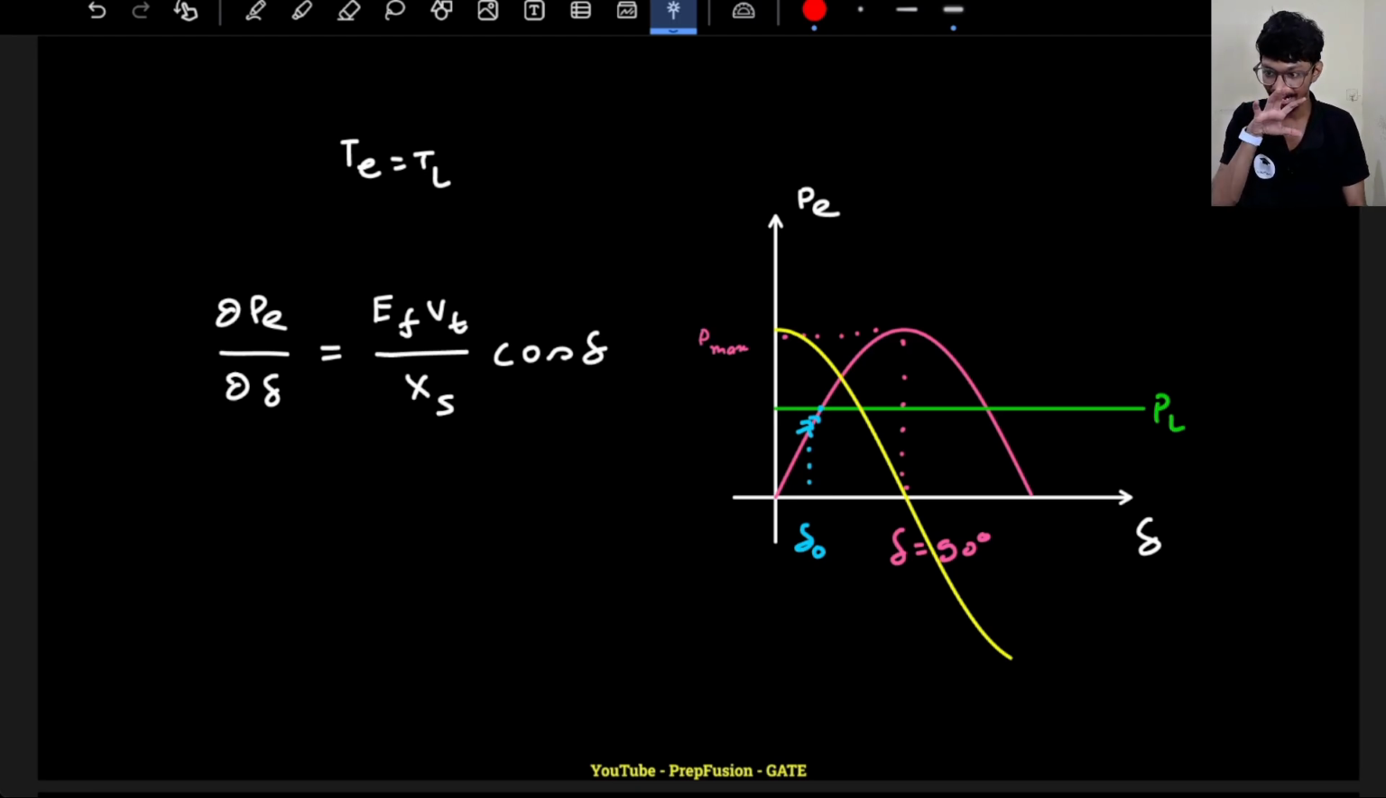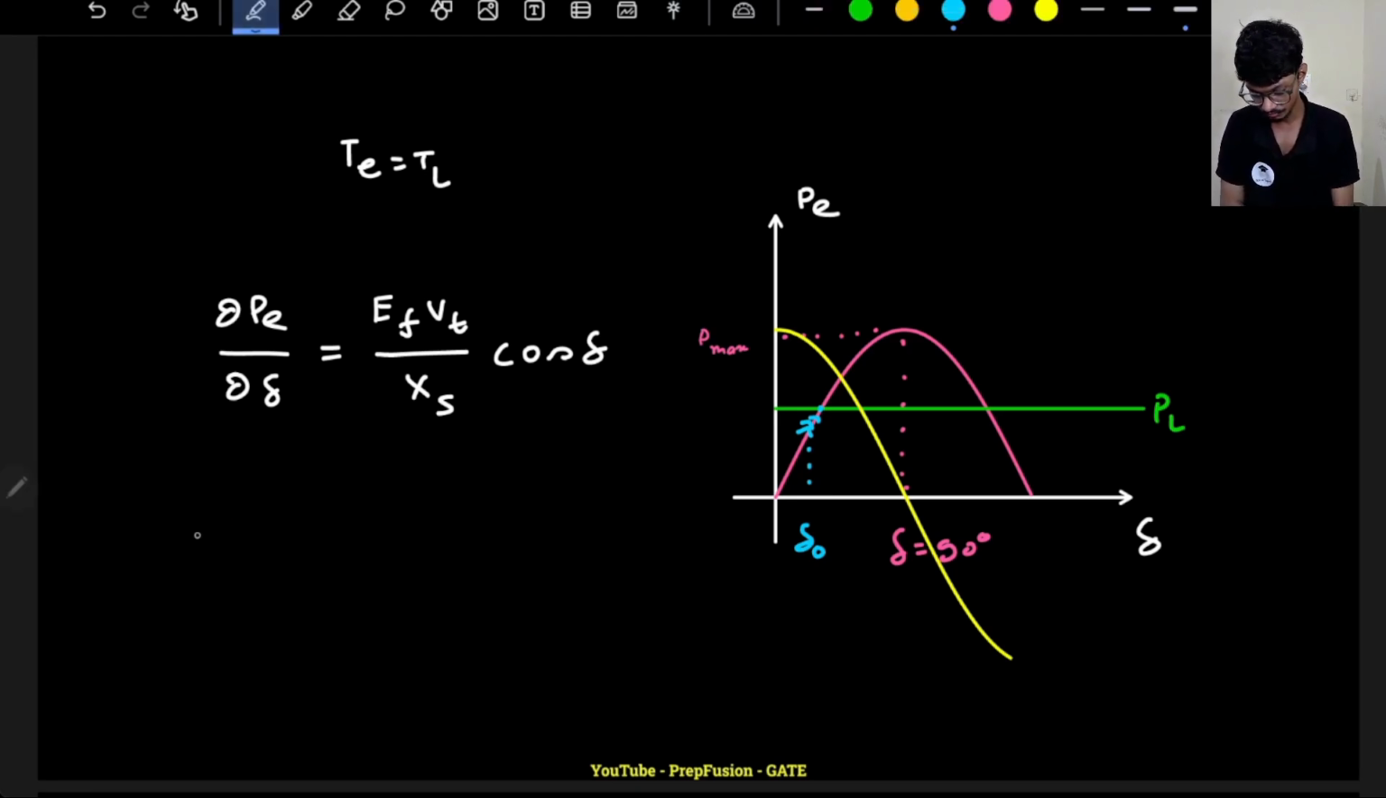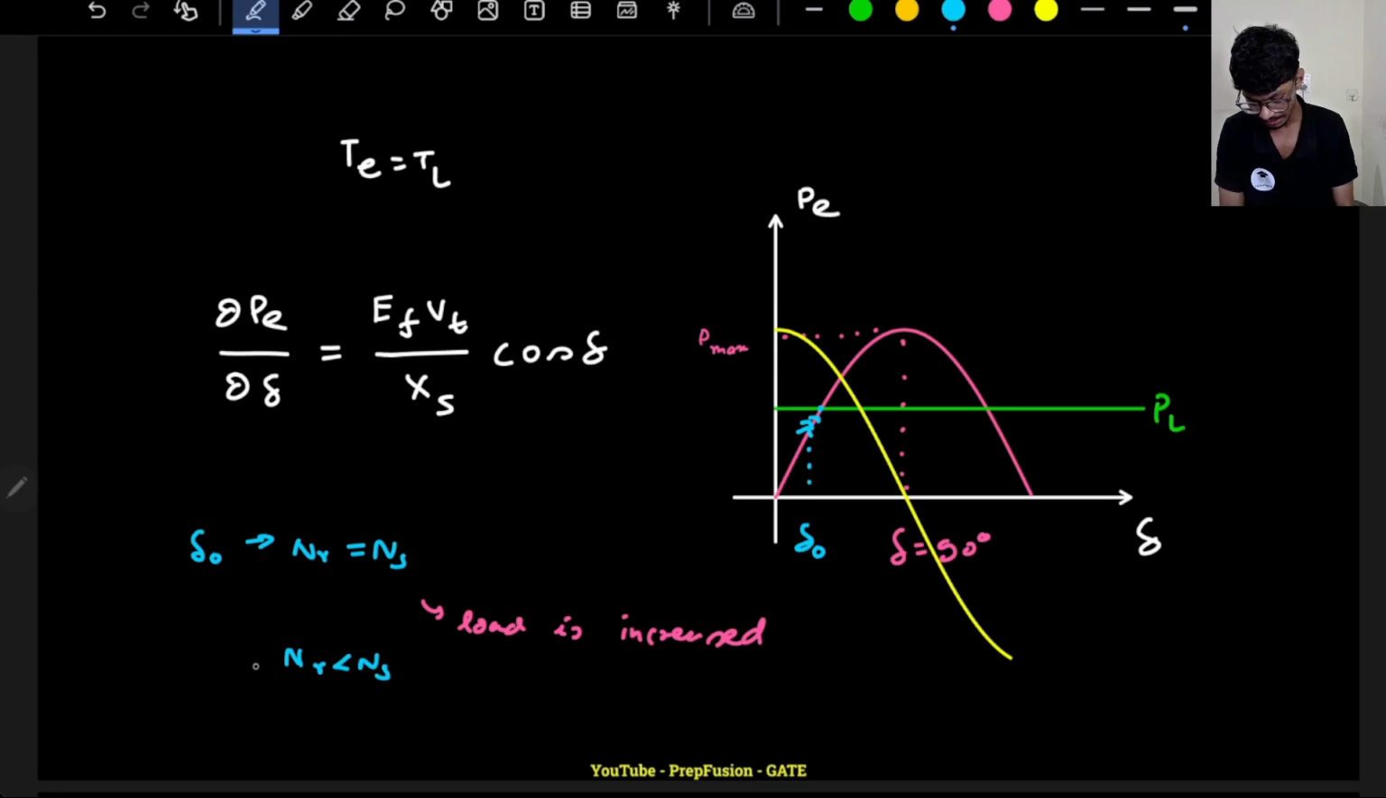So when it was at steady state at delta naught, my NR was equal to NS, the rotor speed was equal to the stator speed. But as soon as I connect a load there, the rotor stops for a second. As soon as I increase load, the rotor will feel some load, right? NR will become less than NS, and your delta will go to delta naught plus del delta, right? Then it will reach this point.